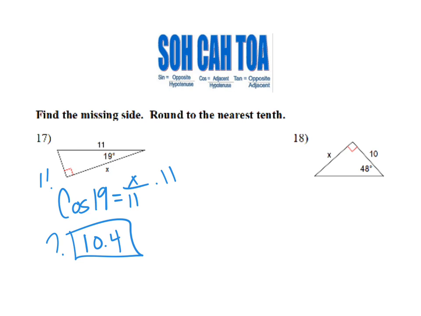Okay, I'm going to let you set 18 up by yourself. Tell me what you get for x. All right, what you should have done on this, from the 48, you've got opposite and adjacent. That's a tangent scenario. Tangent 48 equals x over 10. Hopefully that's what you had. You're going to multiply both sides by 10, and then you're going to end up at x equaling 11.1. Hopefully that's what you got.